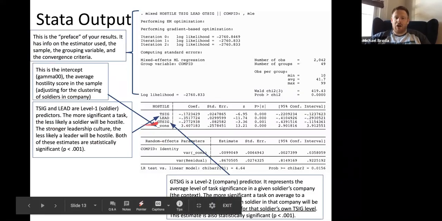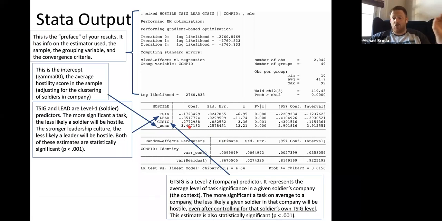Of course, now though, we would want to run that as a null model to get what the actual mean score is, because now we actually have predictors in the model. We have tsig, lead, and gtsig. So it's not just a clean mean, it's actually a mean when all these things are equal to 0. So we don't want to put too much stock in that intercept at this point.